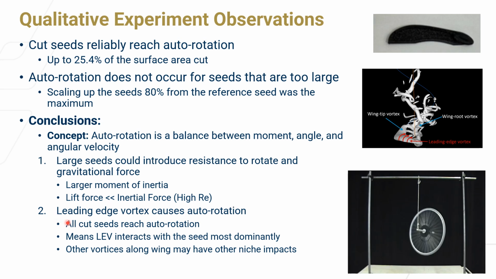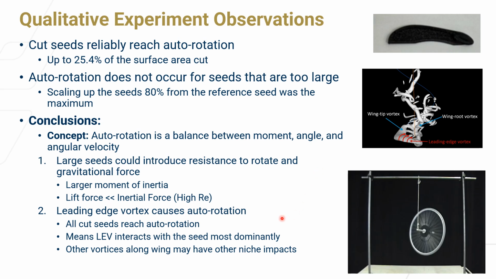The leading edge vortex, we have concluded, causes autorotation. If you see here, we have a leading edge vortex, a wing tip vortex, and a wing root vortex. For a cut seed, the leading edge is identical between its uncut version and its cut version, but the trailing edge is different. So we can conclude that the leading edge vortex for both cases will be the same, but the wing tip and wing root vortices will not be the same.